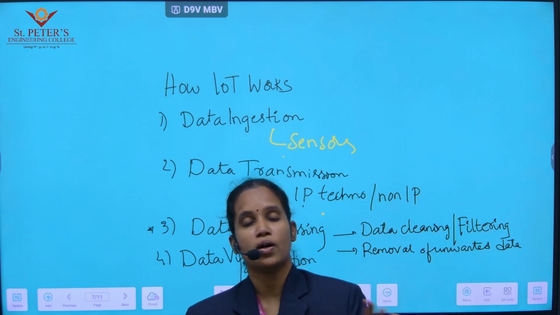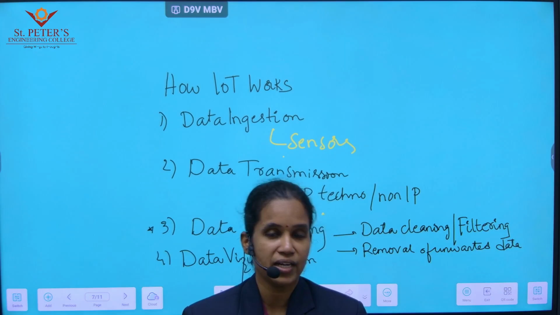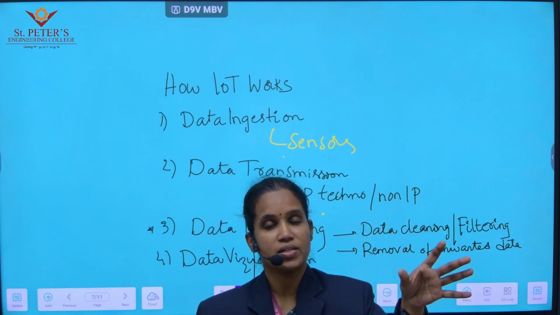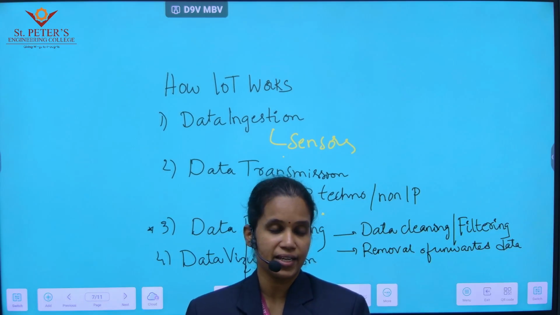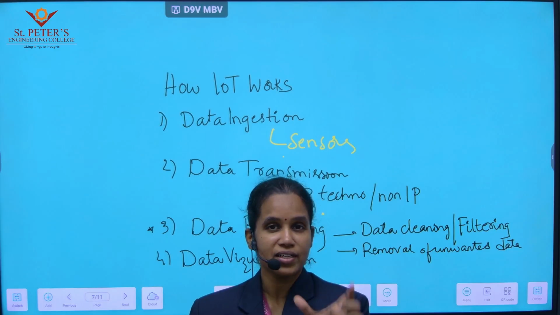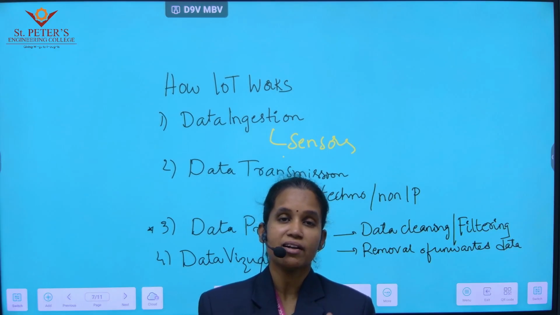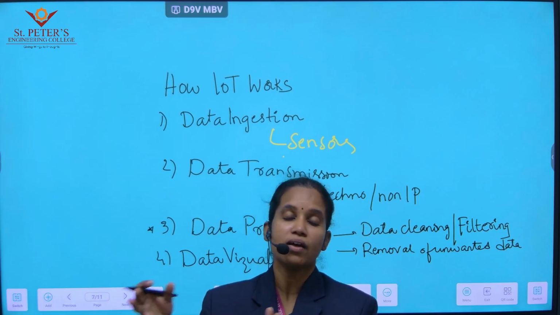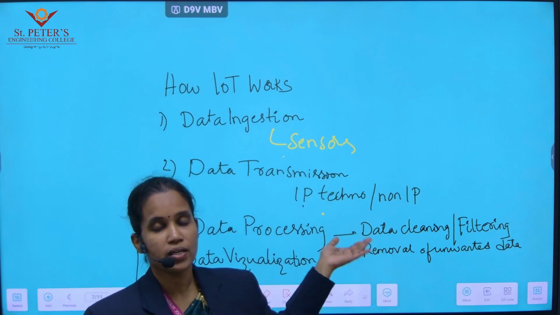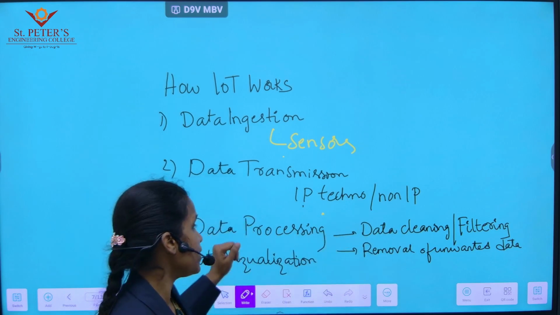So again, what will I do? I will use some gateway. This gateway is a device which converts a non-IP signal into an IP signal, that is, I will be using a Bluetooth to Wi-Fi converter device. Then I will connect that gateway to the router. From there it will go to the ISP, which I have explained in my previous slides.